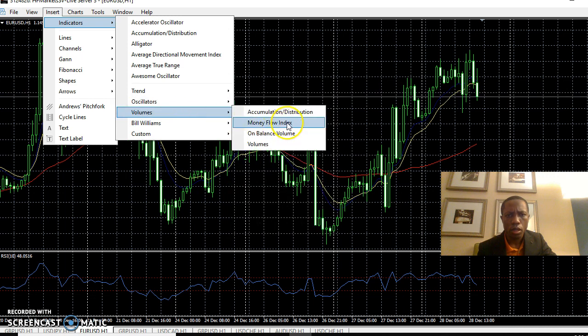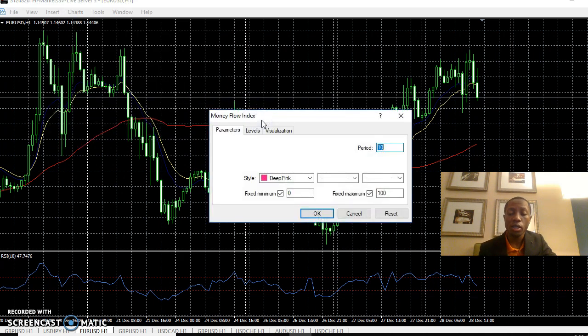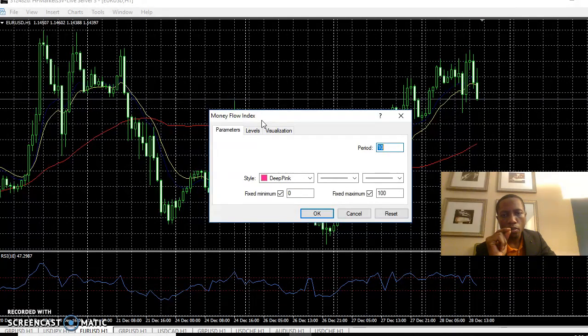And you see this on volumes. Money flow index gives you the volume of that currency in the market. It gives you the accurate volume of the currency at that time in the market. So your concern should be the relative strength index and the money flow index moving in the same direction. If the money flow index is downward and your relative strength index is upward, don't enter a trade. All the conditions must be met.